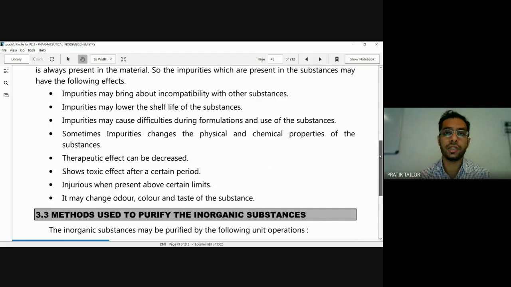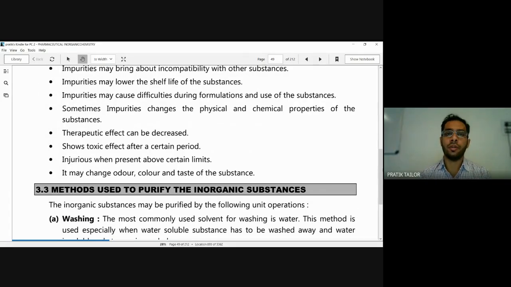Therapeutic effect will be reduced. The effect produced by a standard product, compared with the effect produced by the product with the impurity, will obviously be lesser. Toxic effect can be there over a certain time if your impurity is in higher amount, like an arsenic salt or any other salt, it may be toxic and injurious when present above certain limits. So we check that the impurity should be within the limit. Lastly, it may change the odor, color, taste of the substance, making it unacceptable for the patient.